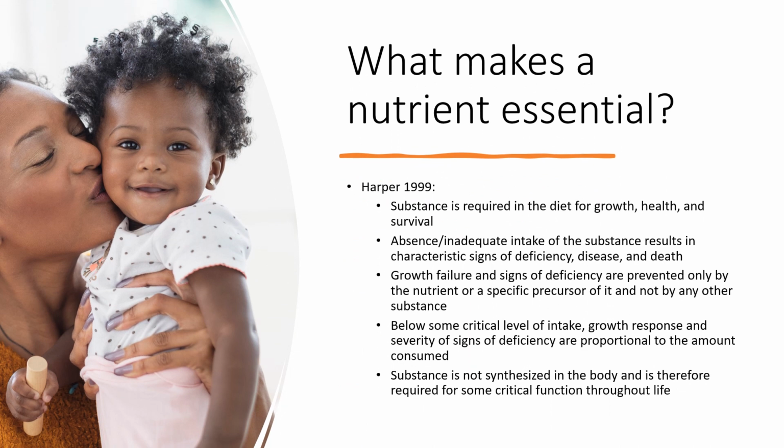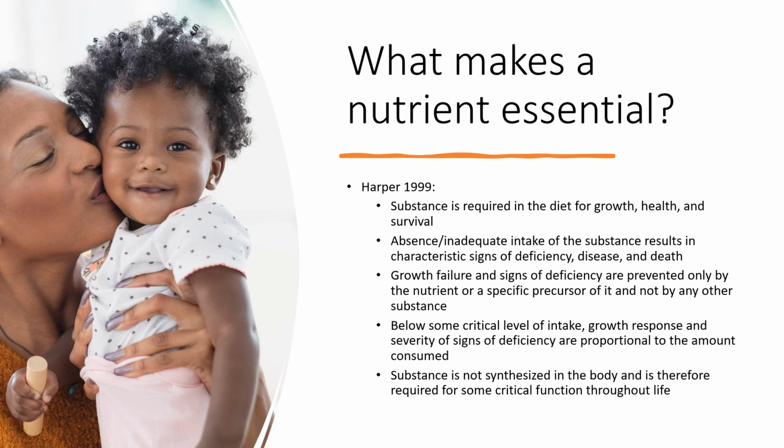So what makes a nutrient essential? Well, the definition of an essential nutrient was really solidified by Harper et al. in 1999, and they gave the following criteria for determining whether or not a nutrient is essential. The nutrient had to be a substance that was required in the diet for growth, health, and survival. An absence or inadequate intake of that specific substance resulted in characteristic signs of deficiency, disease, and death.